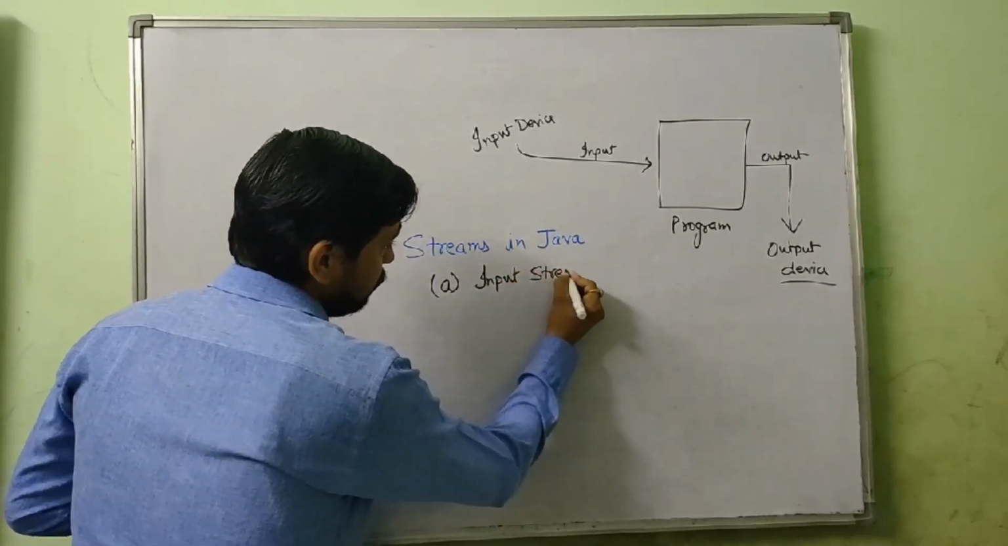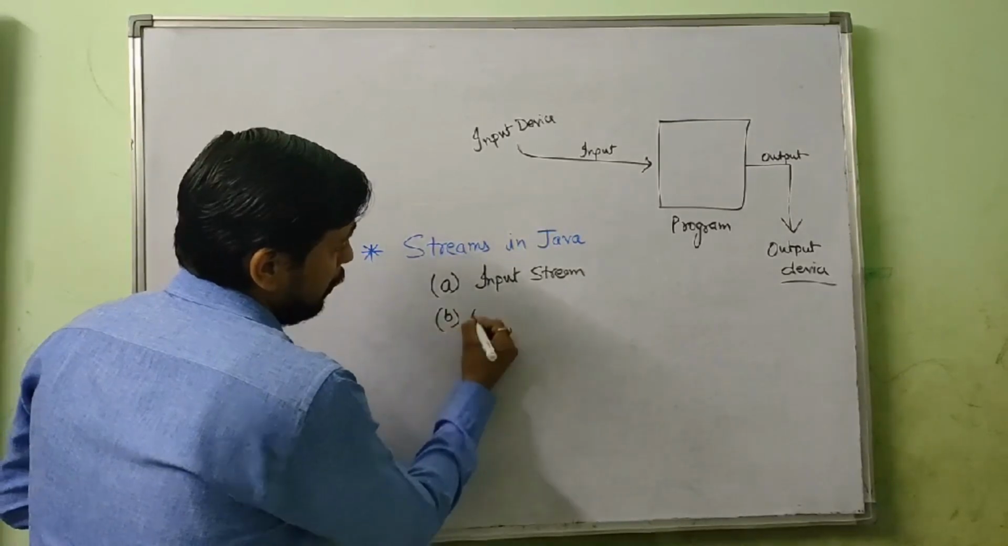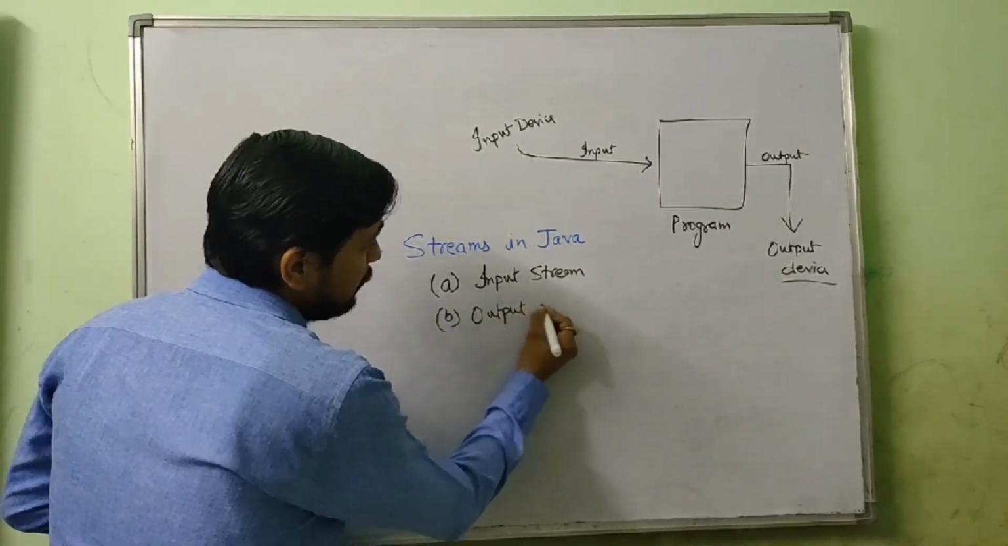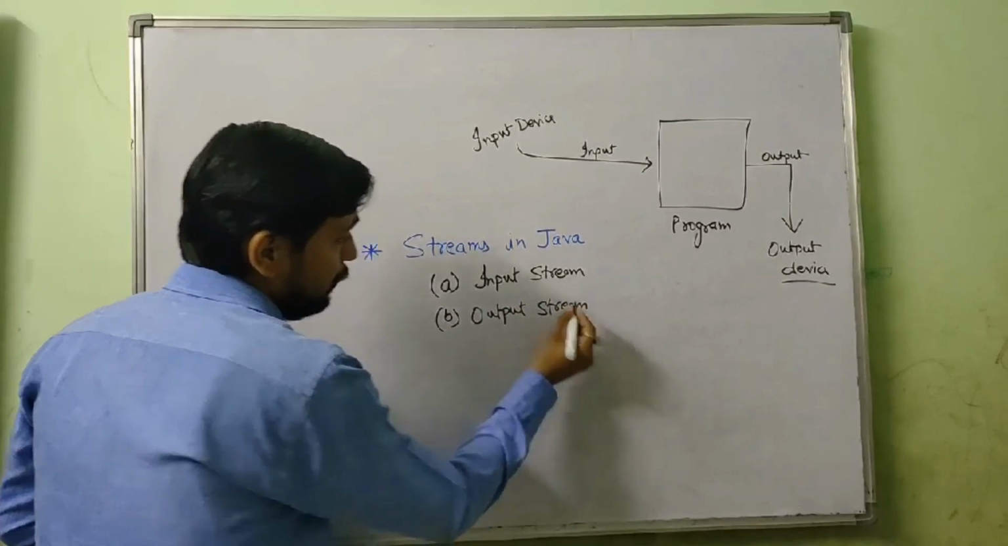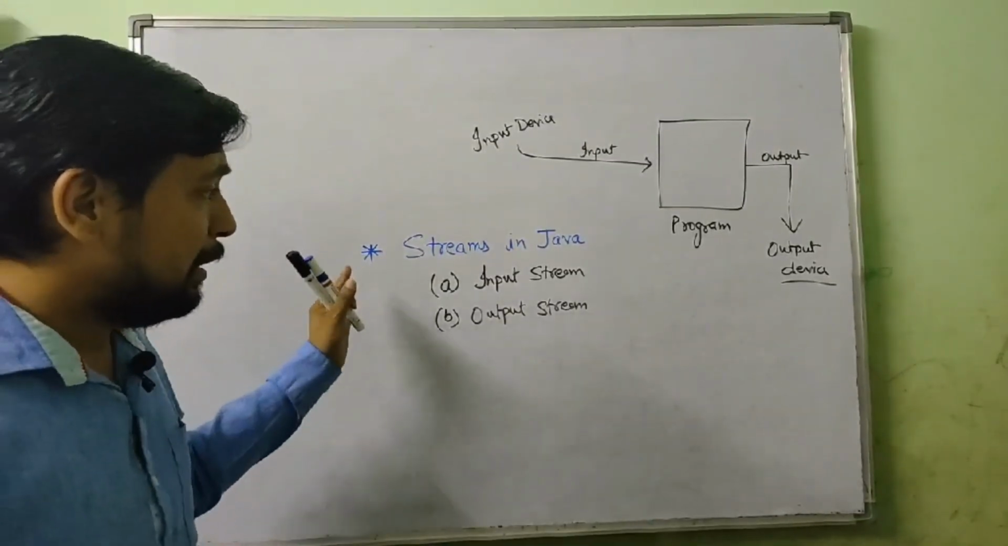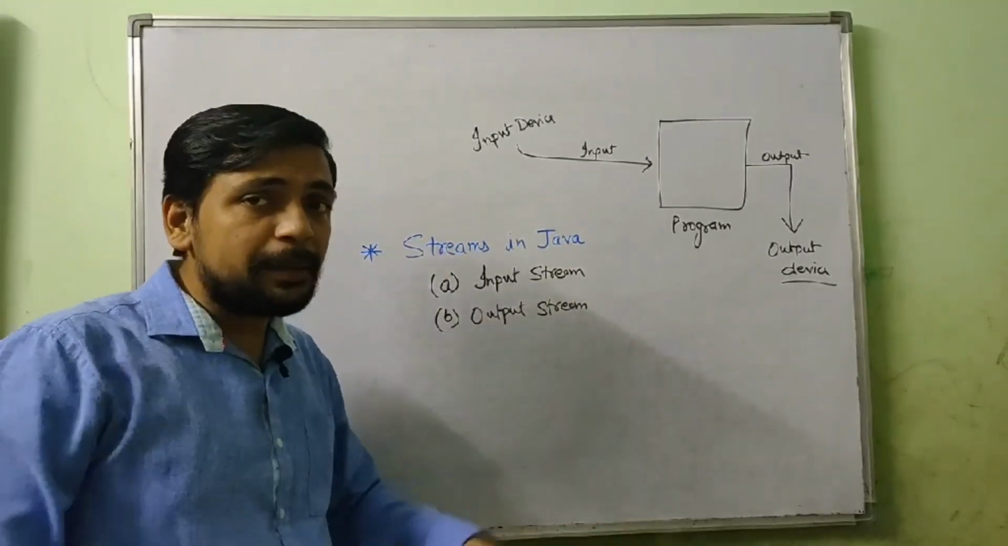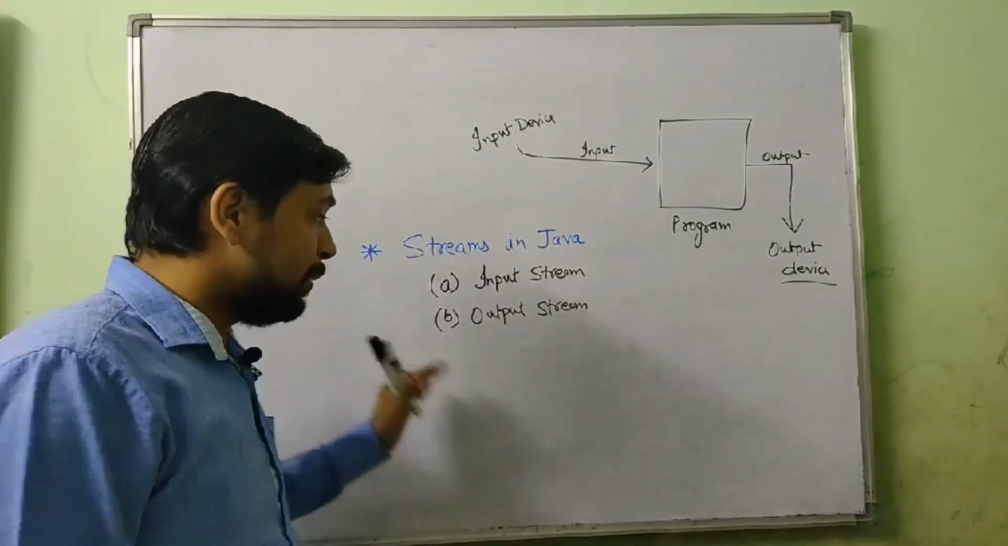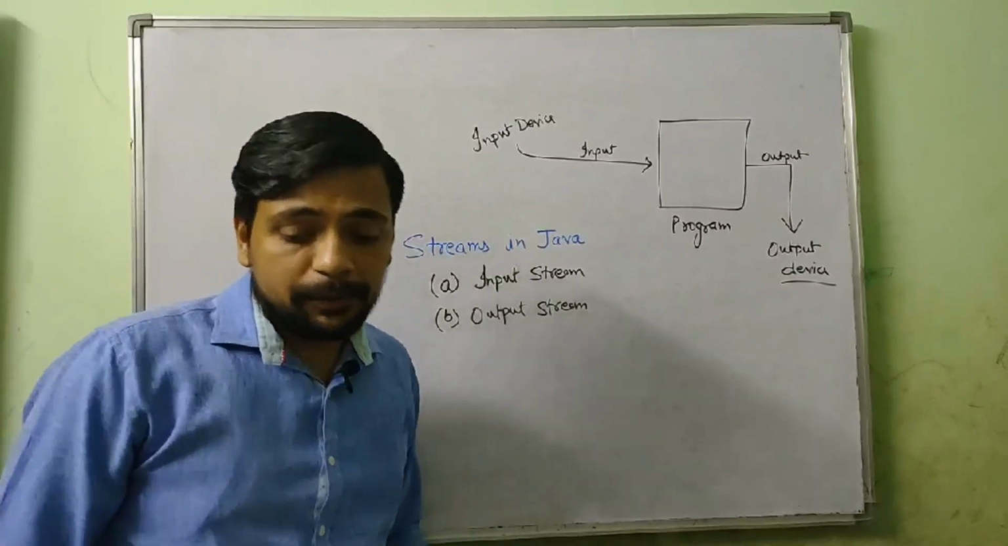Input stream and output stream. These are types of streams, and you know what is the use of these streams. Now the second thing, if we are taking input, there can be different types of inputs. Similarly, if we are giving outputs, there can be different types of outputs.